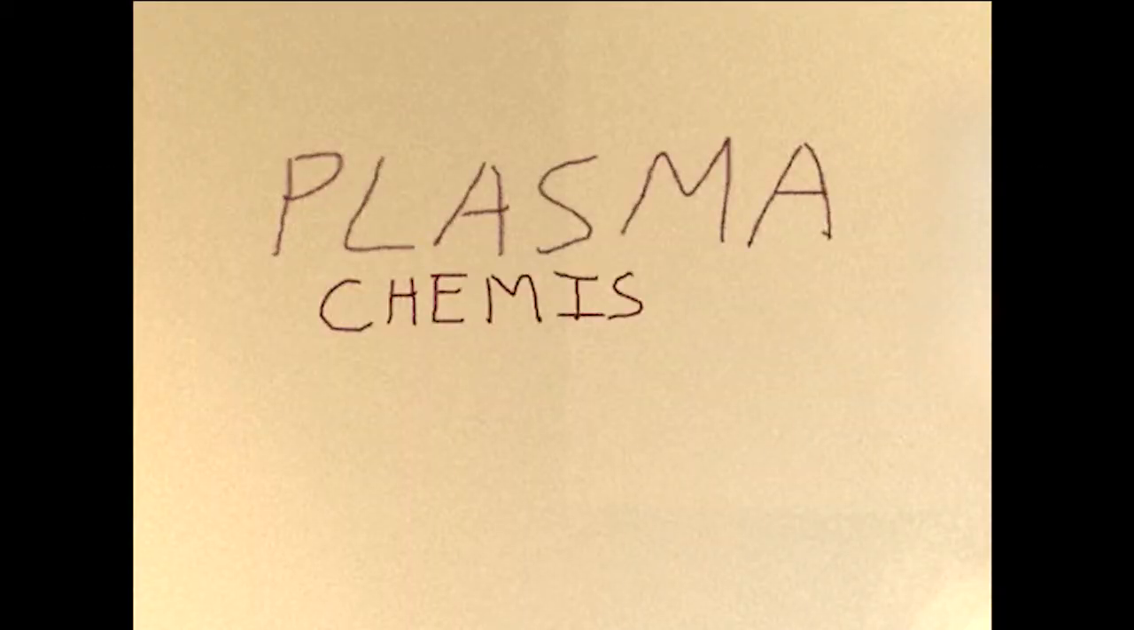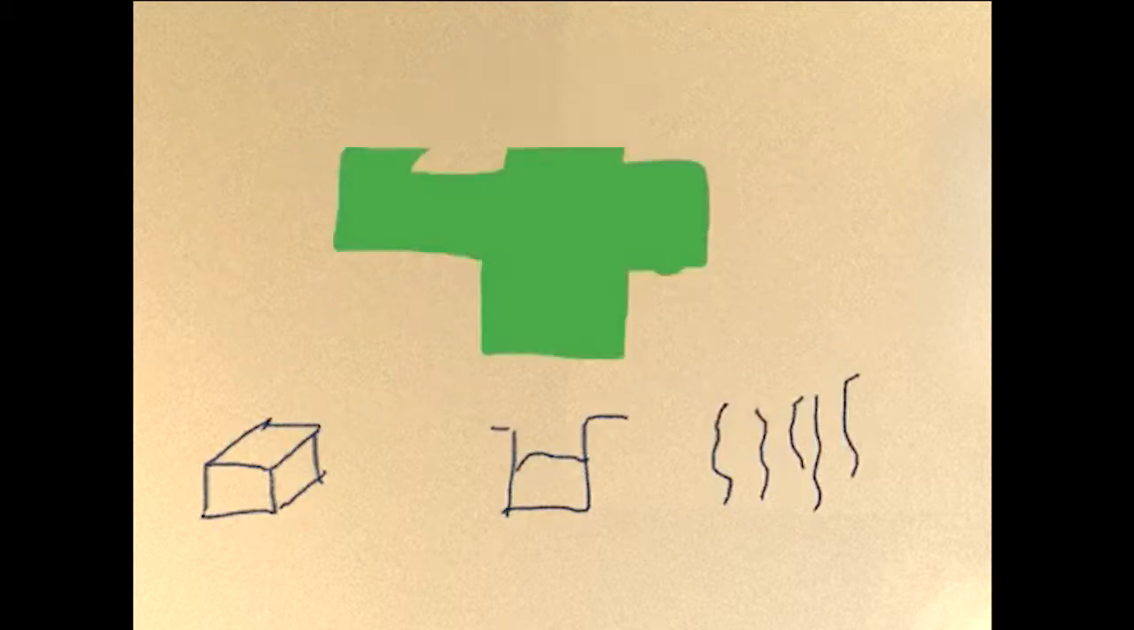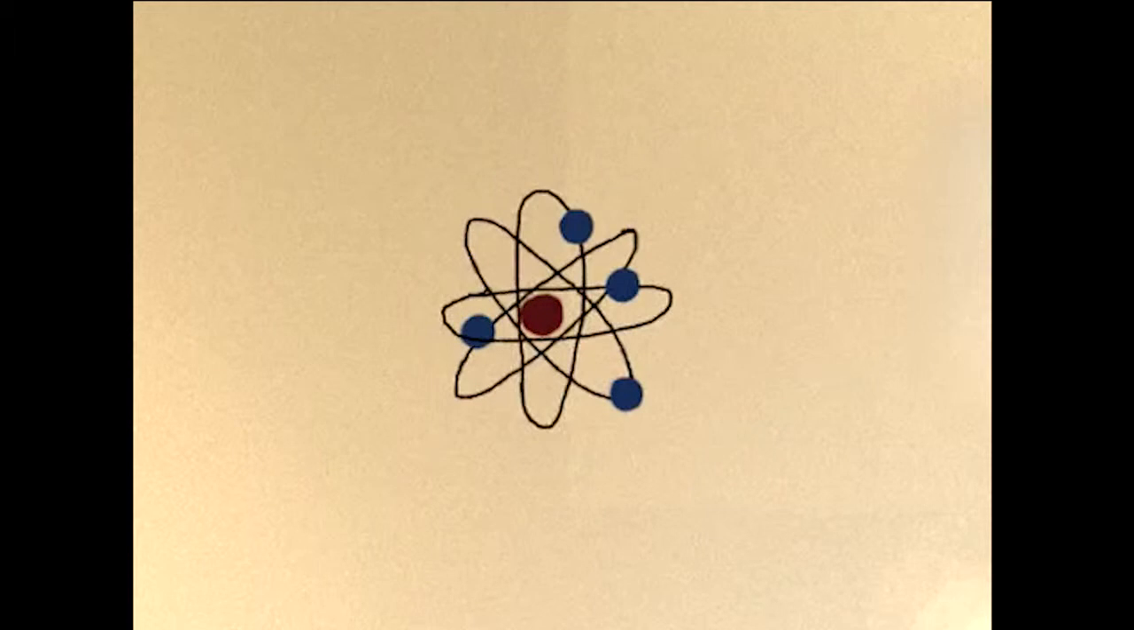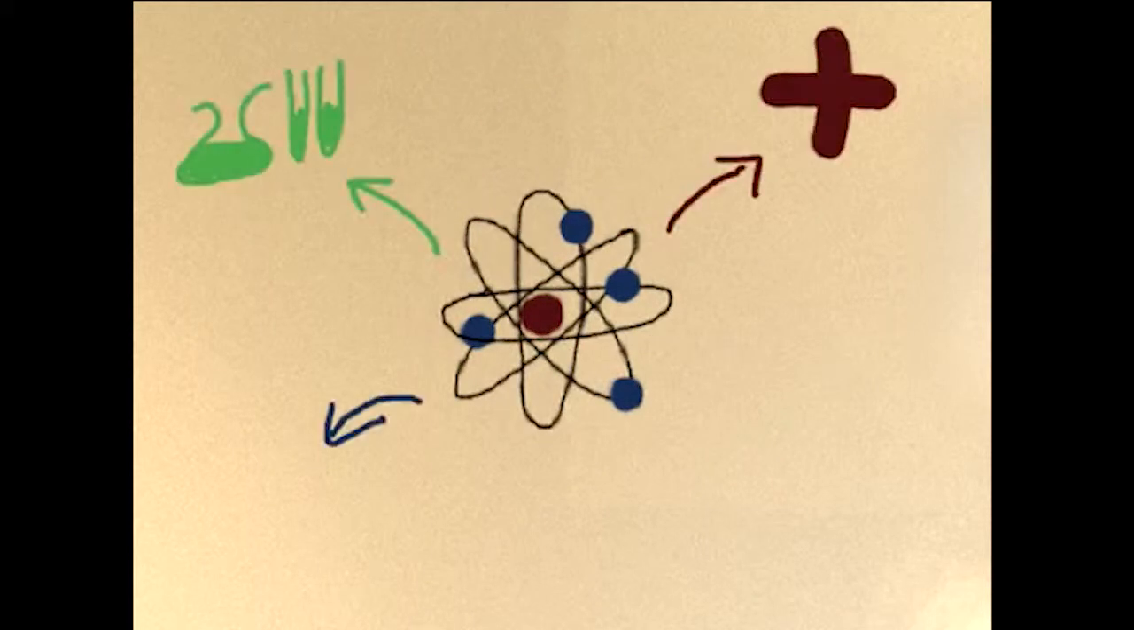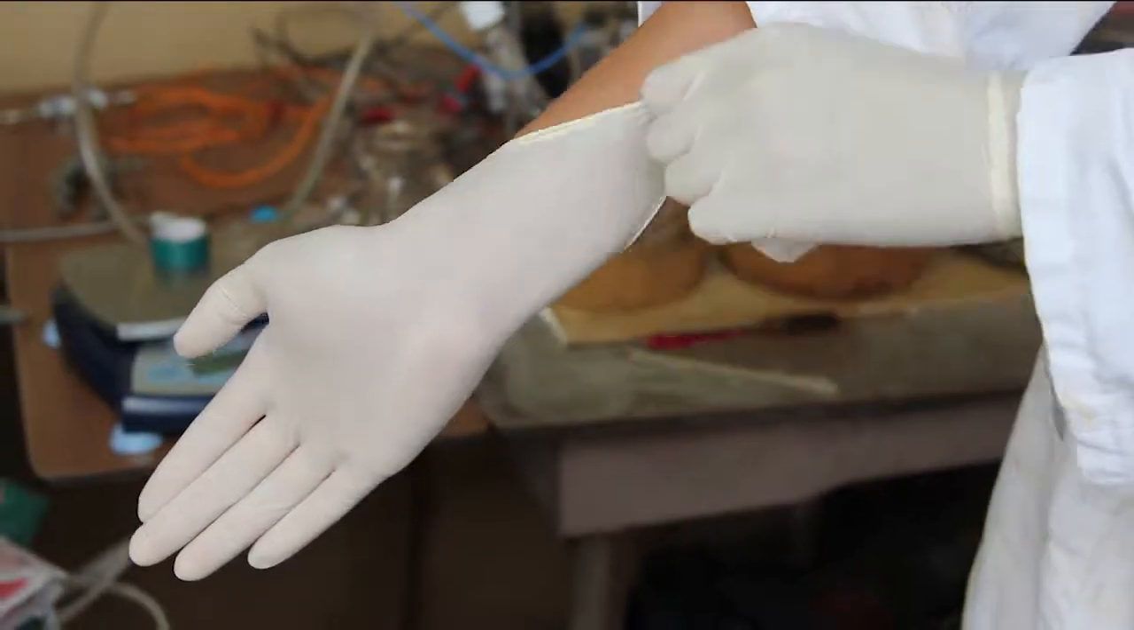Plasma chemistry is a newly emerging and rapidly developing field of science. It looks at plasma, often known as the fourth state of matter. It has huge potential to revolutionize many chemical, industrial, medical, and energy processes.